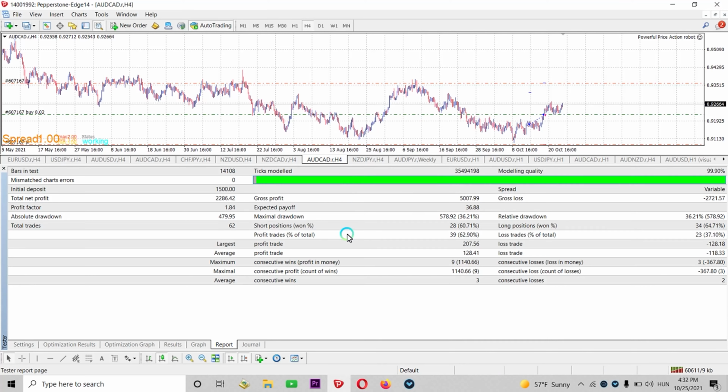We have a pretty good correlation of largest profit trade and loss trade, and we have a much larger largest profit trade than loss trade. That is a really good indicator of a good strategy. And we have a higher average profit trade than loss trade. That is also good. And we have a higher average consecutive wins than losses. That is also, of course, a good measurement. And we have a great growth.